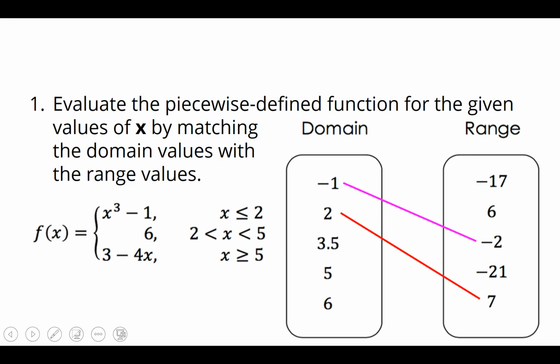Okay, 3.5. It's the second one. Yep. So it's just 6. Good, because -3 is in between 2 and 5. Popcorn.